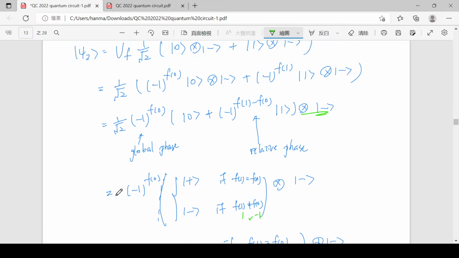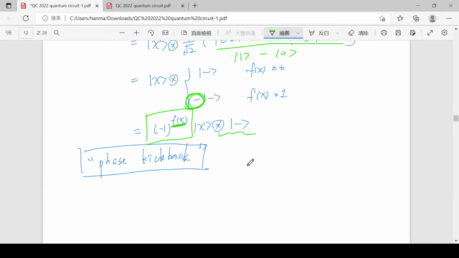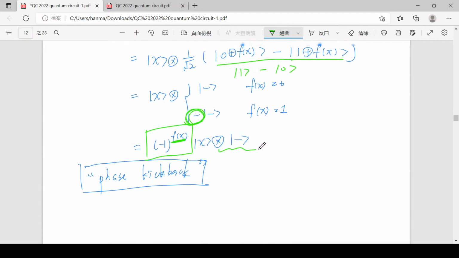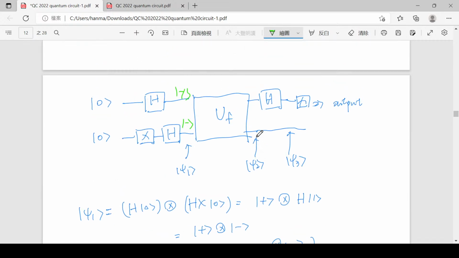So you have a global phase of -1 to f of 0 that doesn't really matter. Then your first register will be either a plus state or a minus state, depending on the parity of f of 1 and f of 0. So you see we are getting what we want. We are distinguishing whether f of 1 equals f of 0 or f of 1 does not equal f of 0. And there is the tensor minus. Okay, so that's what happened at this part of the algorithm.